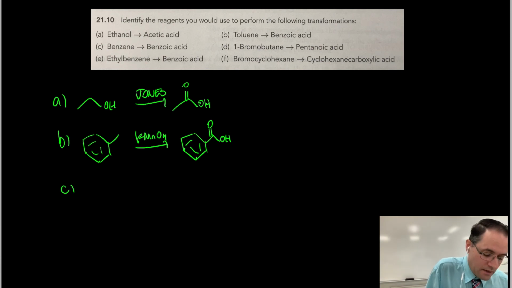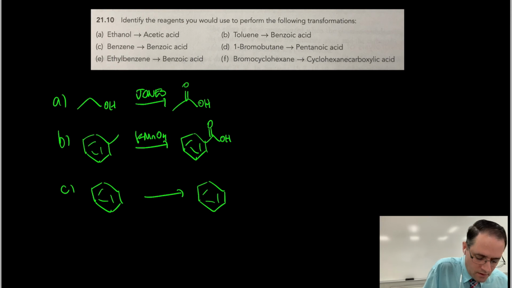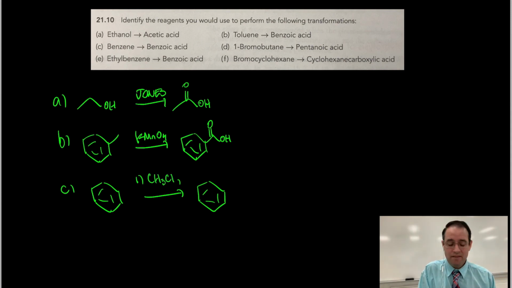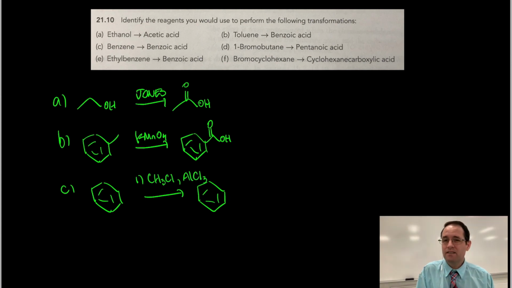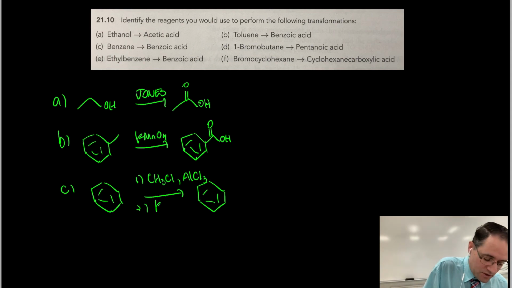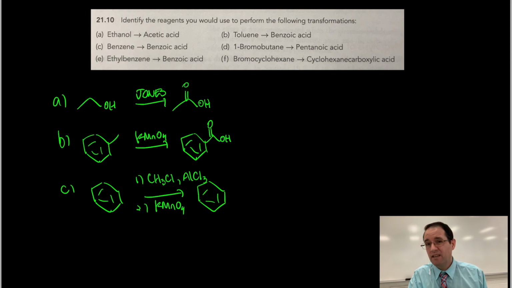Okay. How do we go from benzene to benzoic acid? There are several different ways of doing this. I'm just going to treat this with chloromethane with a catalyst called aluminum trichloride to give you toluene, and then I'm just going to use potassium permanganate. Okay, I could brominate and then do the Grignard and the CO2 and all that, but that's 3 steps.